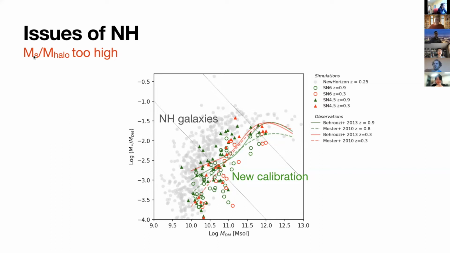One of them is the stellar mass over halo mass ratio. So this is halo mass on the horizontal axis. And in the vertical axis, you have stellar mass over dark matter halo mass. And these lines are the typical empirical relation. And the New Horizon galaxies are the gray dots. So they are just too much in stellar mass. Most of them. The most massive galaxies seem sort of okay, but the intermediate mass galaxies are all overshooting by almost an order of magnitude. So we had to do something to improve on this.